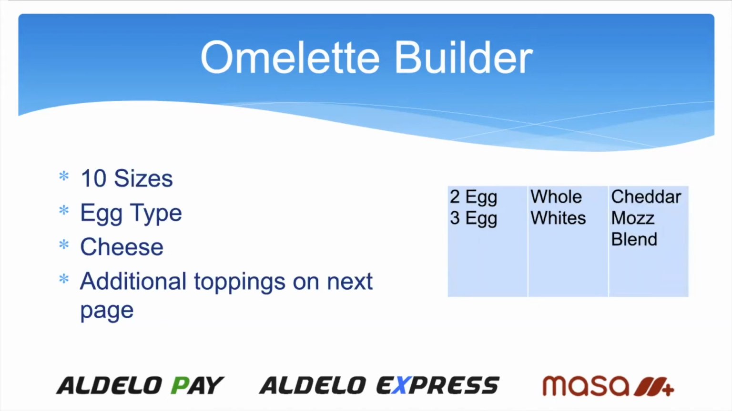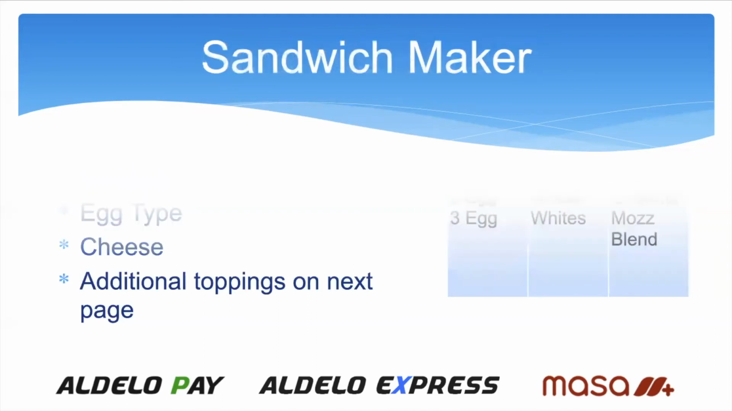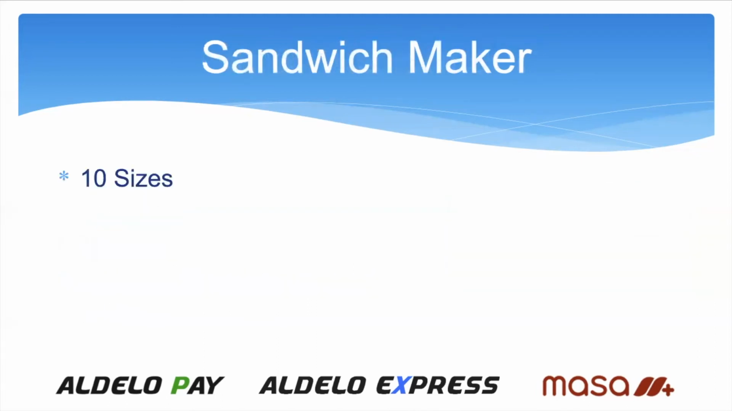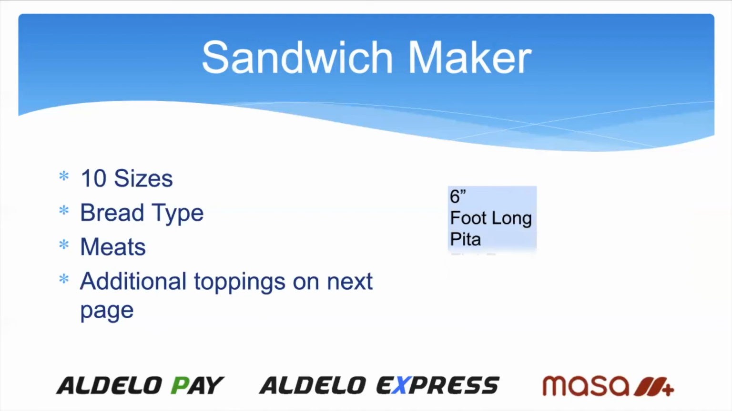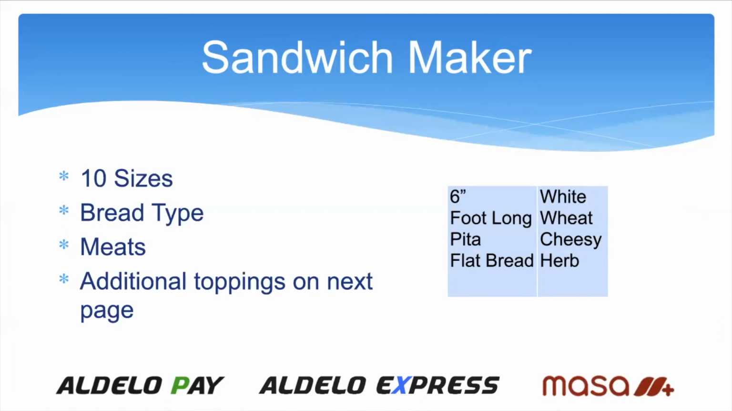How about a sandwich maker? Still got the 10 sizes. You get the bread type, second column, and maybe the meats in the third. So here you go. Sizes, breads, meats. That gets you your basic sandwich. And at that point, additional toppings can be added on the next page.